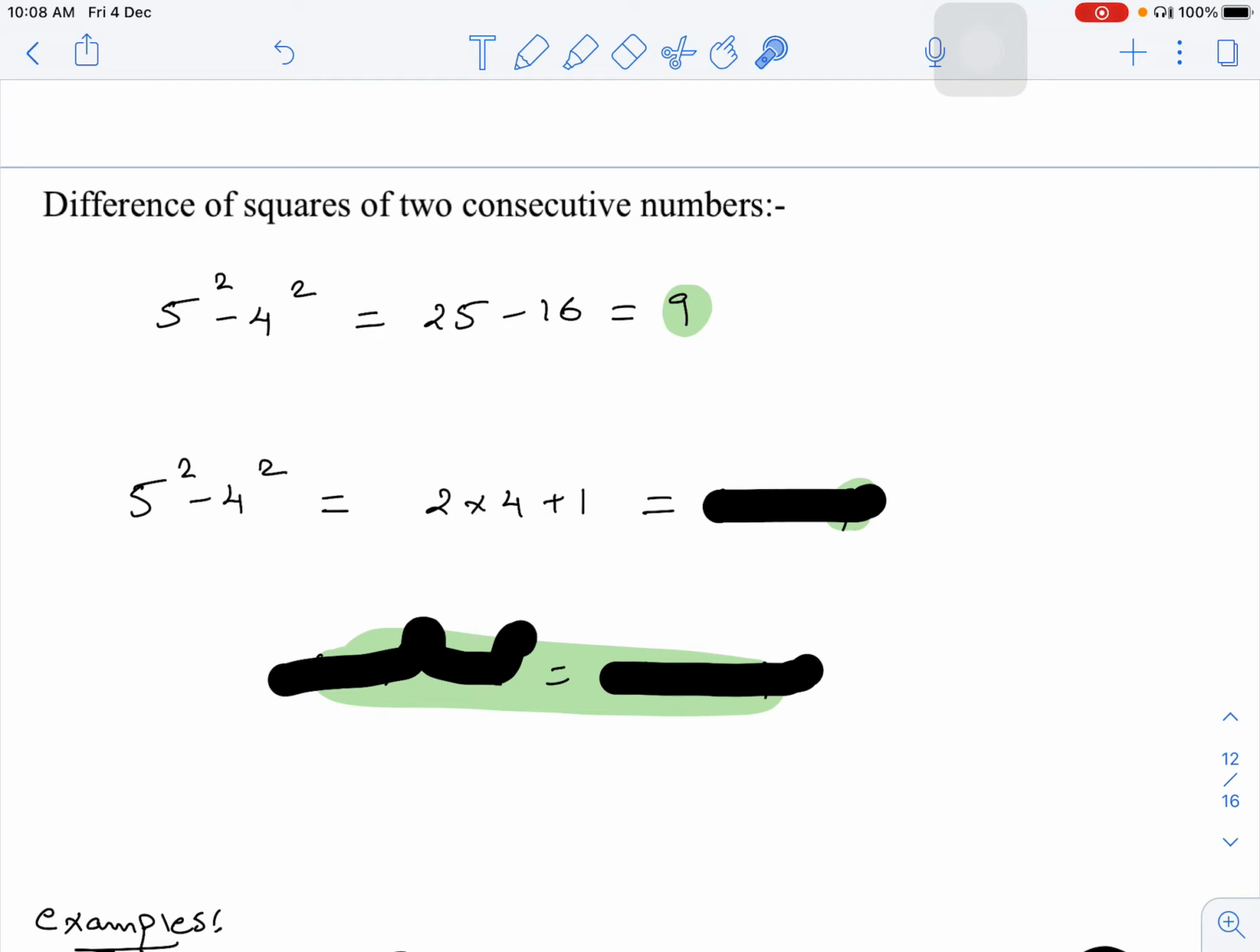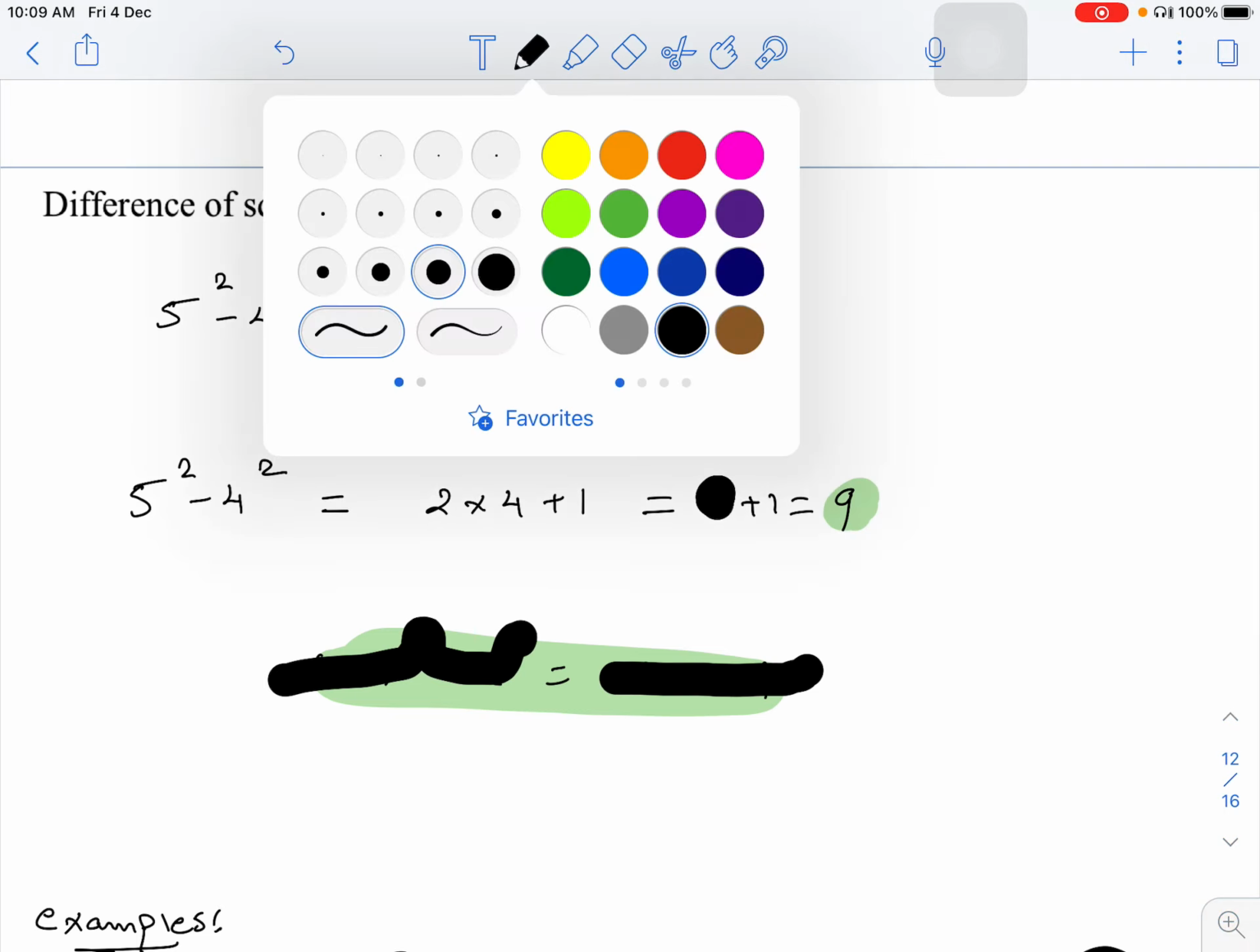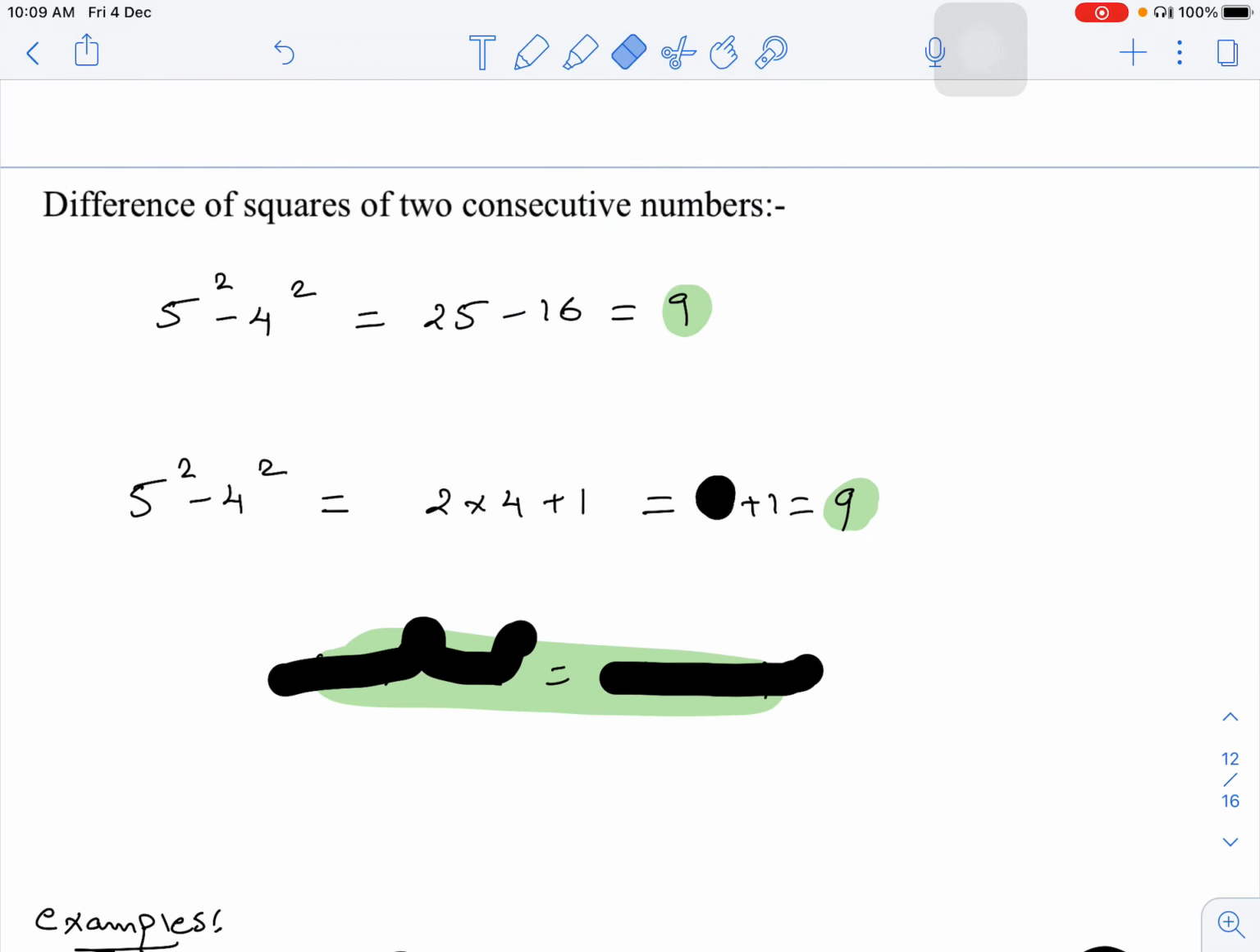Again, listen what we have to do. If we want to find the difference of squares of two decreasing consecutive numbers, we will multiply the smaller number by 2 and then we will add 1 to the multiplication. Okay, so now 2 fours are 8 and 8 plus 1 will be 9. So here, what is our answer? 8 plus 1 equals 9.